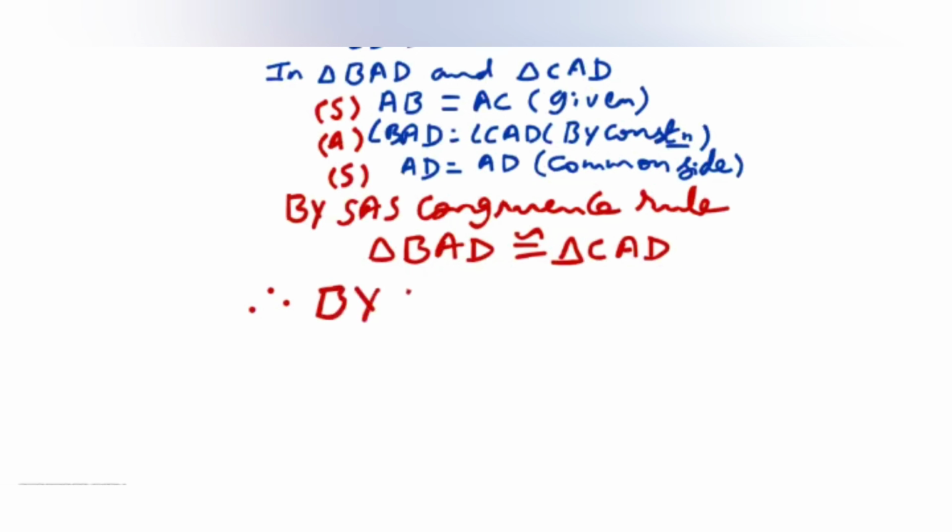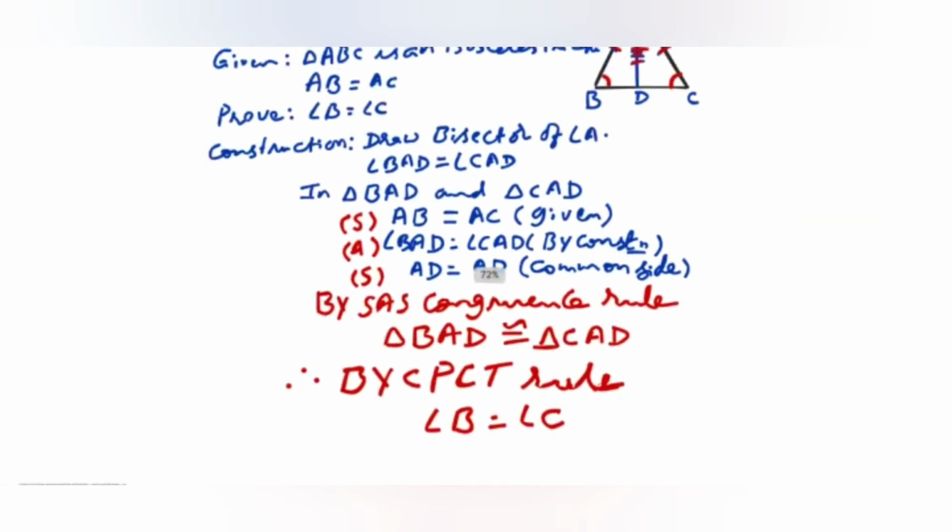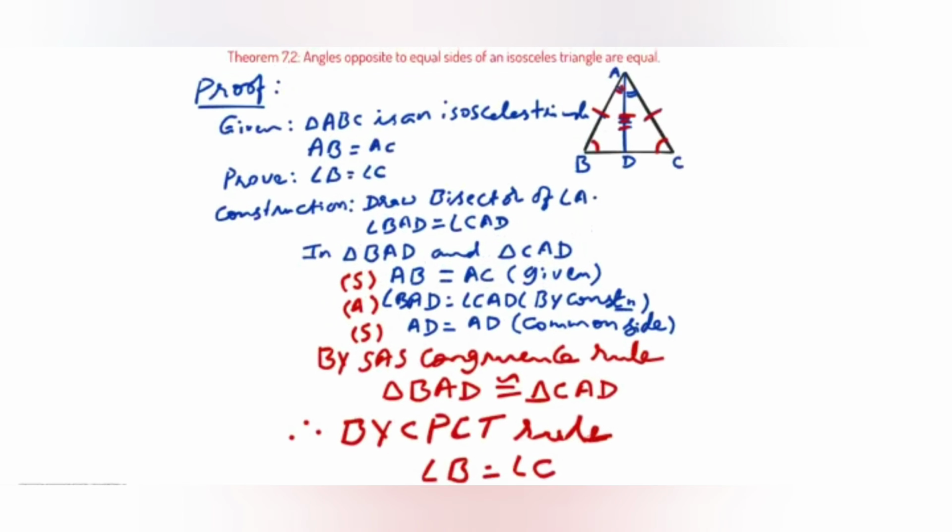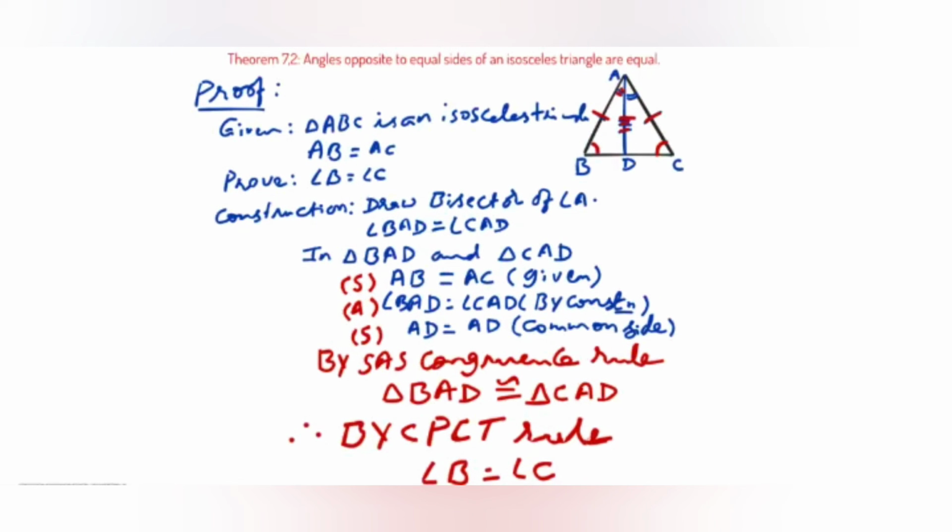what do you mean by CPCT? Corresponding parts of congruent triangles. If two triangles are congruent, all their corresponding parts are equal. That we call the CPCT rule. By the CPCT rule, we can say that angle B is equal to angle C. This is the thing we wanted. Therefore, in any isosceles triangle, if two sides are equal, then their opposite angles are always equal.